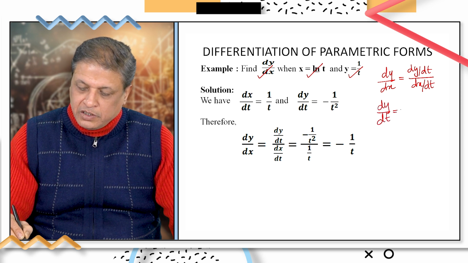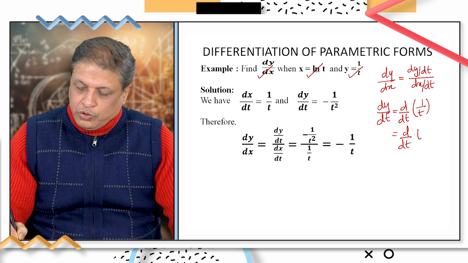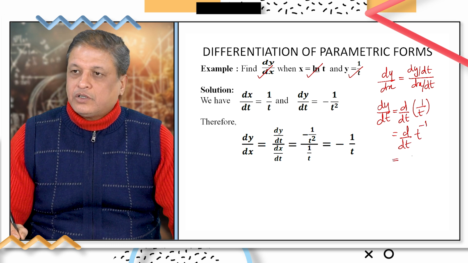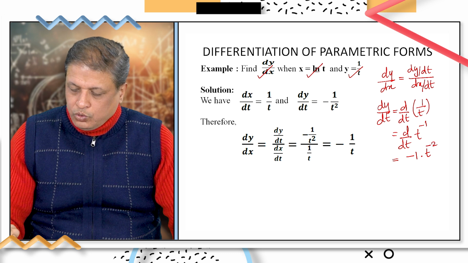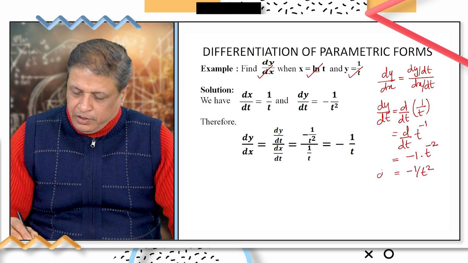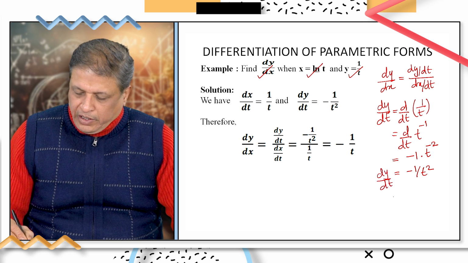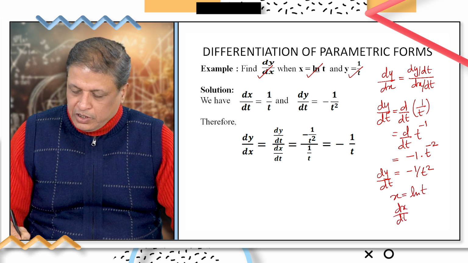Dy by dt is d by dt of 1 by t. You can say d by dt of t to the power minus 1. Applying the power rule, d by dx of x to the power n is n x to the power n minus 1, we get minus 1 into t to the power minus 2, that is minus 1 upon t square, which will be dy by dt. And we are given x is equal to natural logarithm of t, so dx by dt is nothing but 1 over t.